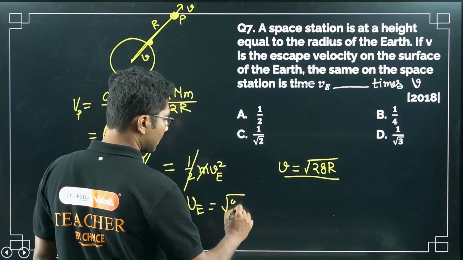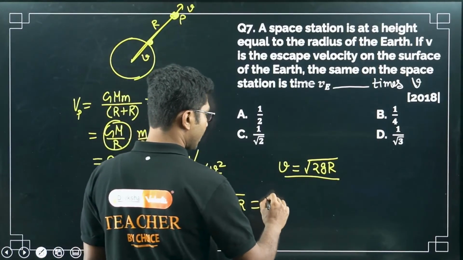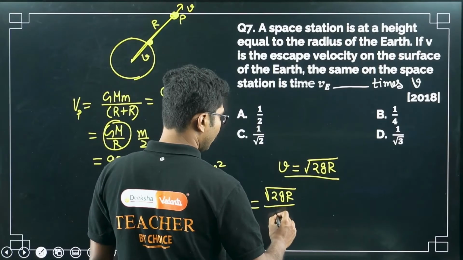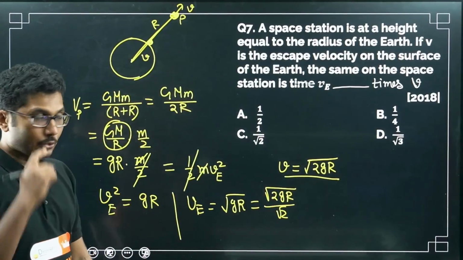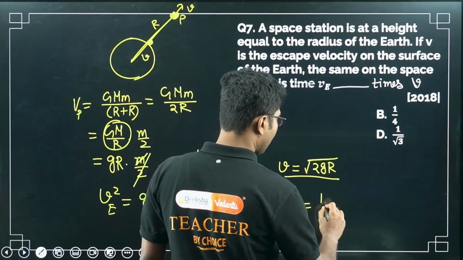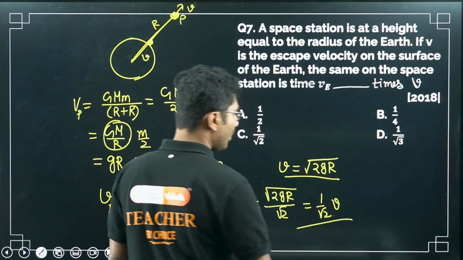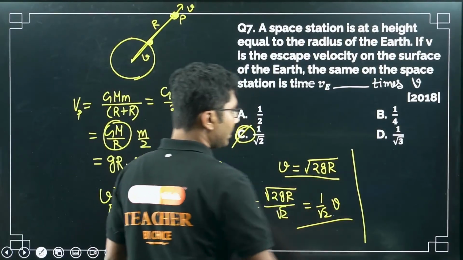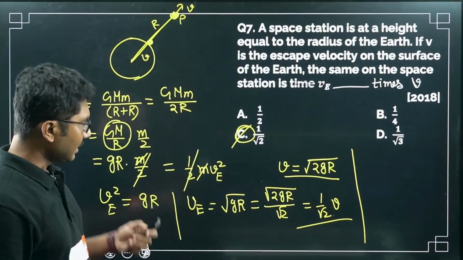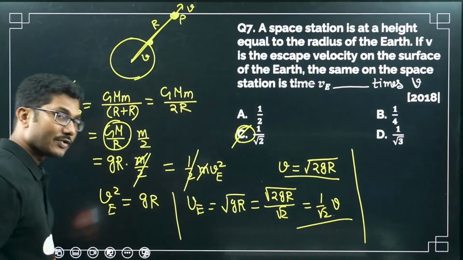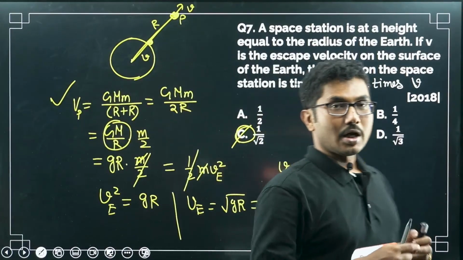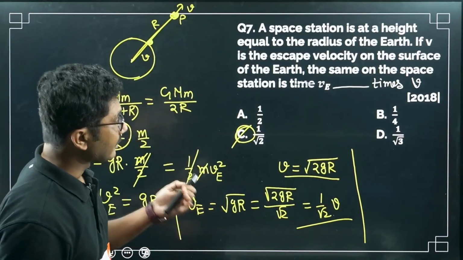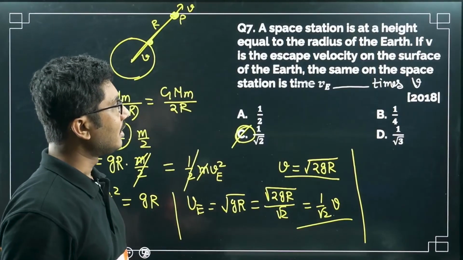or ve equals square root of gR, or it is equal to square root of 2gR divided by root 2. We have multiplied root 2 in the top and bottom, so it will be 1 by root 2 times v. So the correct answer is 1 by root 2. Right, so this is the correct answer. Slightly tricky question. You need to know the concept of escape velocity to solve this question. I skipped this concept during a class, thinking that maybe it is not important, but yes, it is important. One question came in 2018, so not so far away either.